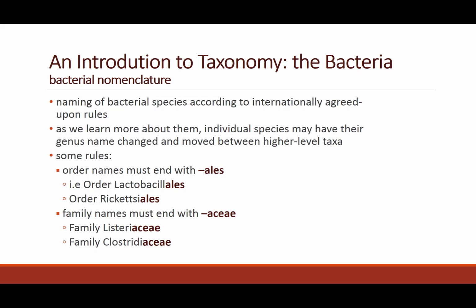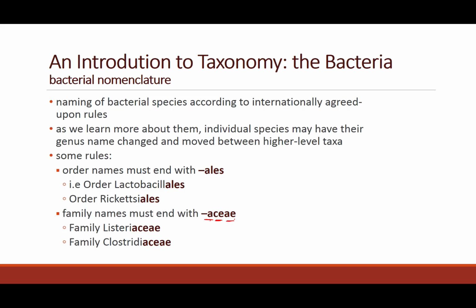Family names always end with the suffix ace. I know it sounds like I'm spelling something, but I'm really saying it. You say A and then C, that's the CE. And anytime you see A and E together, you would pronounce that as E as well. So A-C-E, ACE, is how you would say that. So there's the family Listeriaceae and the family Clostridiaceae. Clostridiaceae, you would actually say it kind of together like that rather than the way I was doing it.